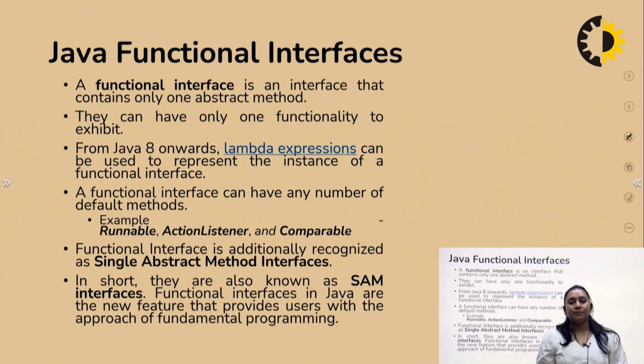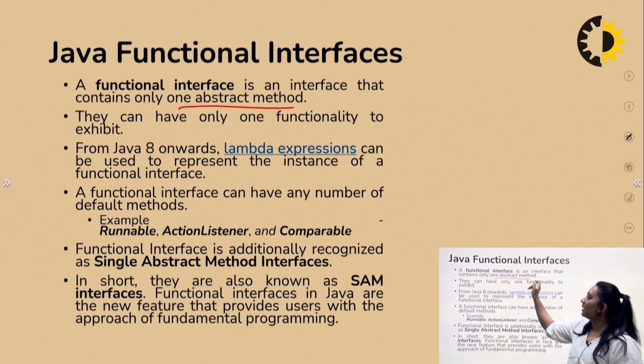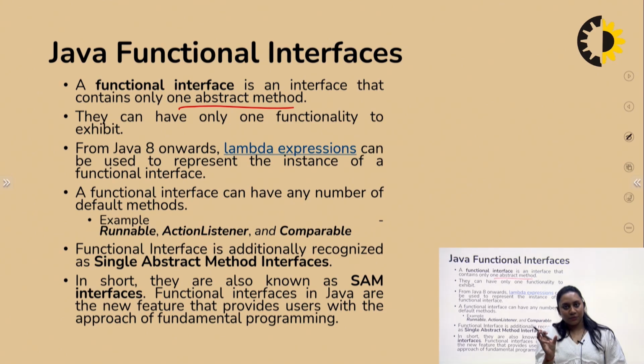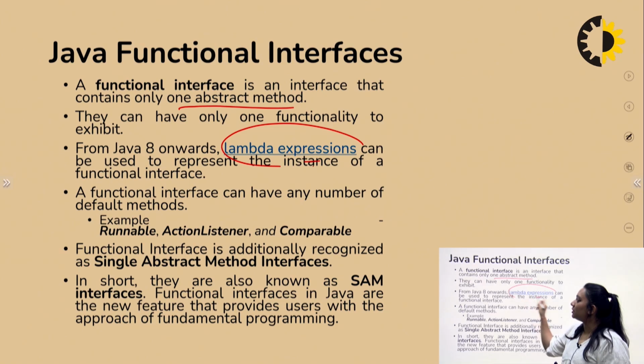Next we have the Java functional interface. It is an interface that contains only one abstract method, right? That one abstract method is implemented under the annotation of the functional interface. So it has only one functionality to exhibit, and from Java 8 onwards, the Lambda expression is introduced, which can be used to represent the instance of the functional interface, right?